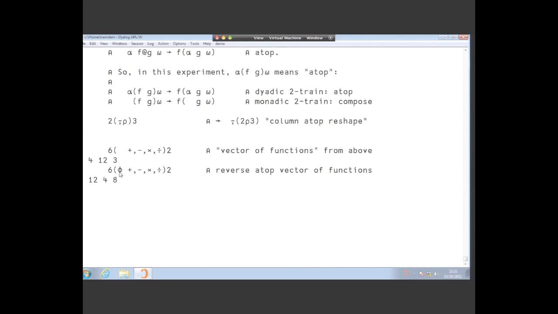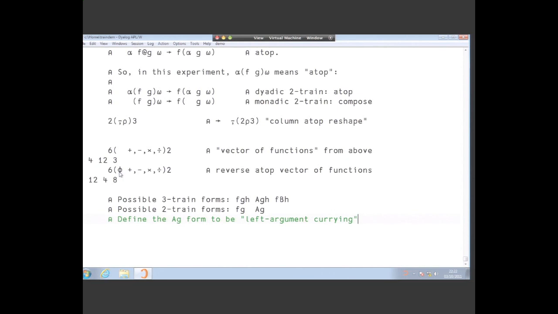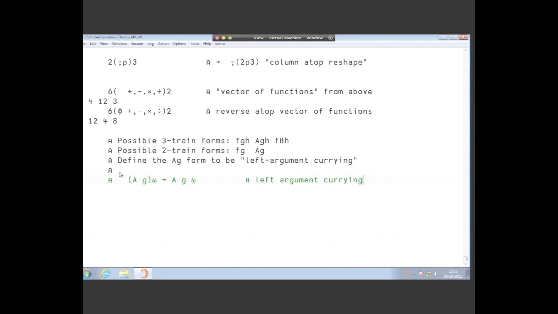Now, what we saw were the possible three-train forms. These are all of the possible three-train forms. We've exploited all of the syntax there. There are only two possible two-train forms: the FG, which we've seen, and an AG, an array followed by a function, which we haven't seen. So we can define AG to be left argument currying. This is the definition of this: the two-train AG applied to omega is AG omega.